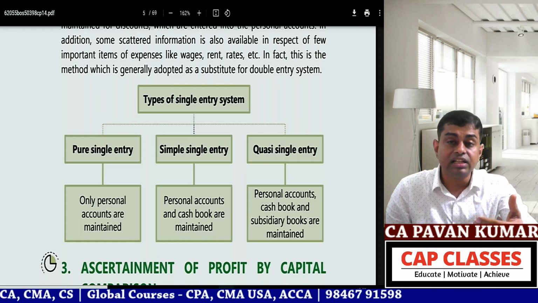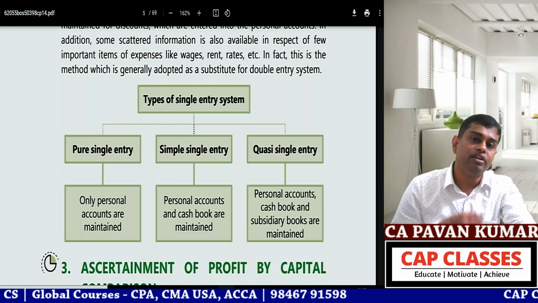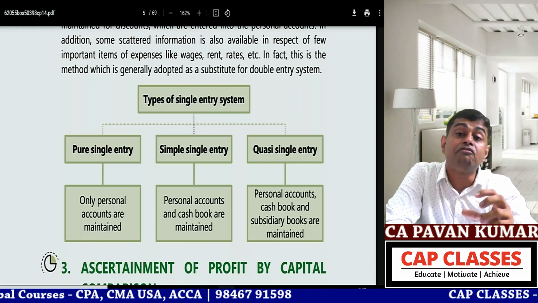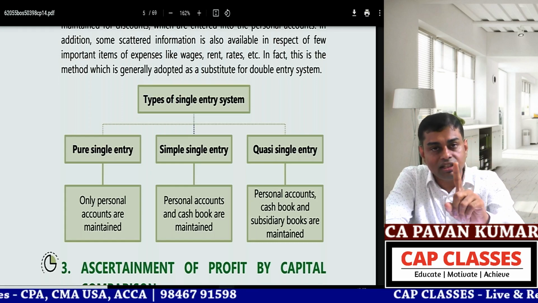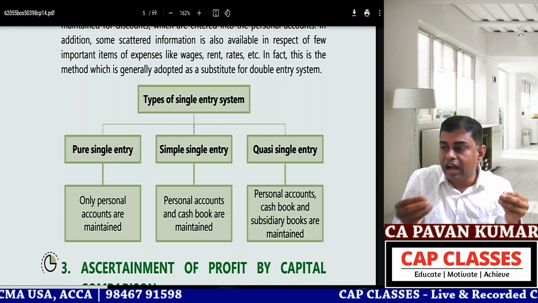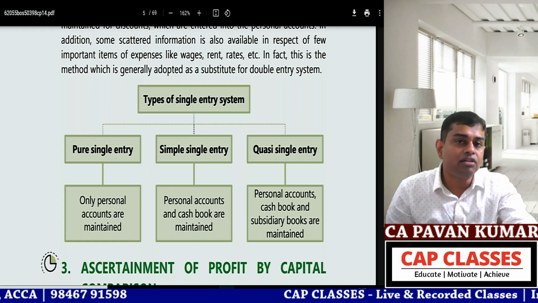In quasi single entry system, personal accounts, cash book and some subsidiary books also will be maintained. But I will tell you, there are no three different methods or ways of solving the problem. Solving the problem is only one thing. Some broken bits and pieces of information will be given to you. You will add, and finally you will try to prepare P&L and balance sheet.